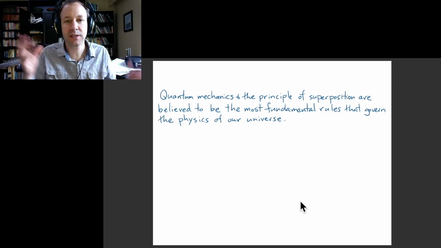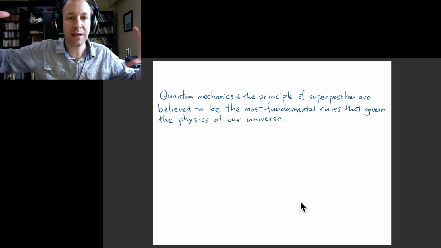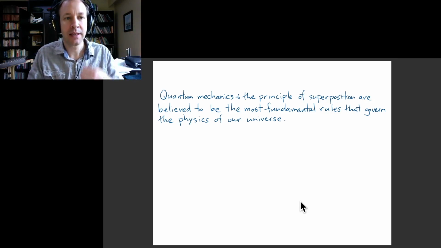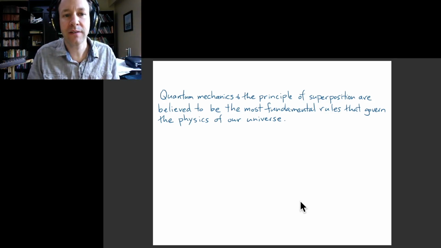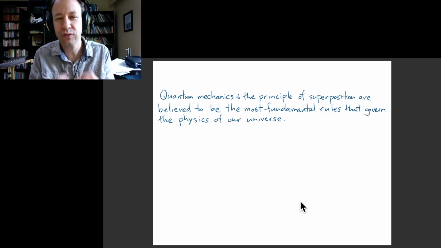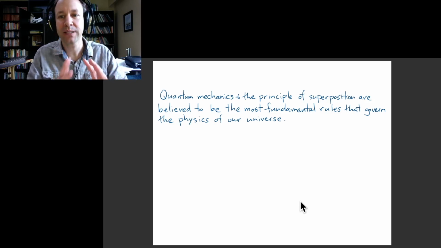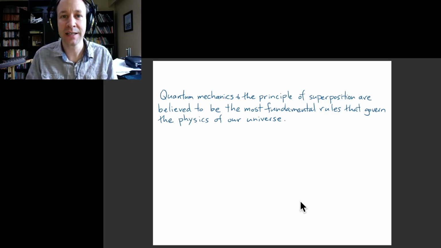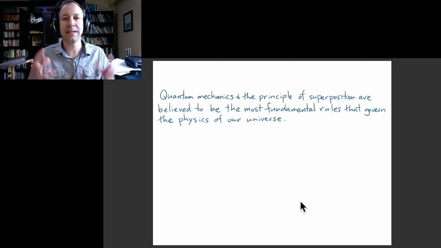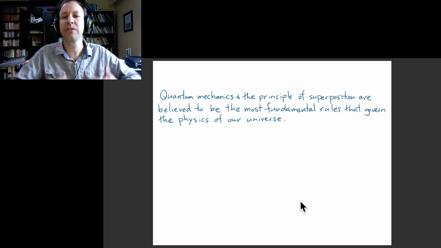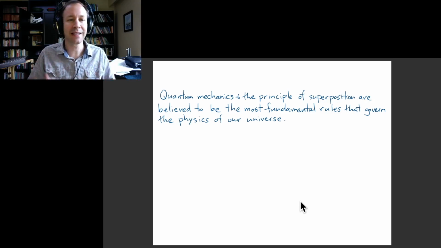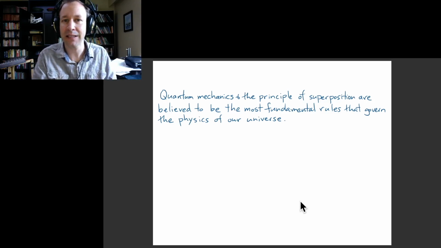So I want to finish by summarizing and telling you that this theory of quantum mechanics, which is really fundamentally just coming from the principle of superposition being applied to general physical systems, is believed to be the most fundamental rule. These are the most fundamental rules that we think govern the physics of our universe. It applies to all elementary particles and really any physical system.